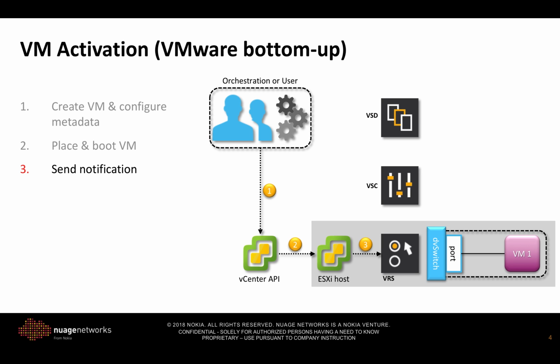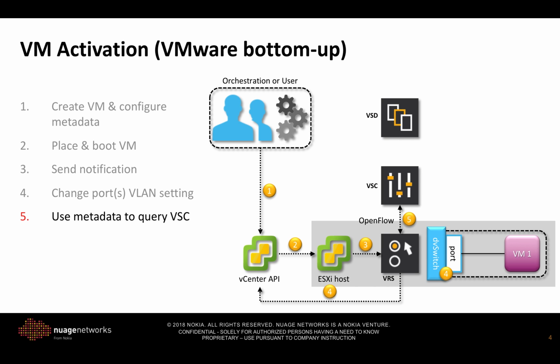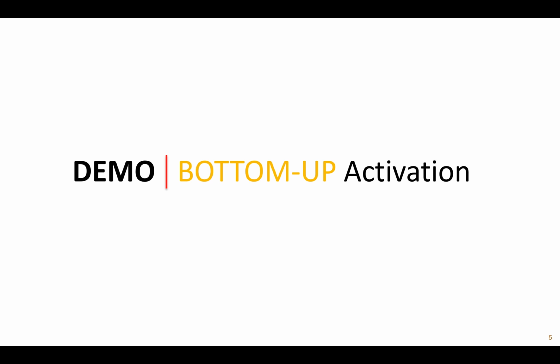Next, the VRS will be informed that there is a new virtual machine, and here are the metadata and the corresponding information. It will then override the VLAN settings of the port and communicate to the VSC the metadata of that virtual machine along with the VM details. The VSC will communicate this information to the VSD, who will match it against the defined policy, and if the virtual machine has the right to be instantiated, it will provide it with an IP address. This being said, let's move into the demo.